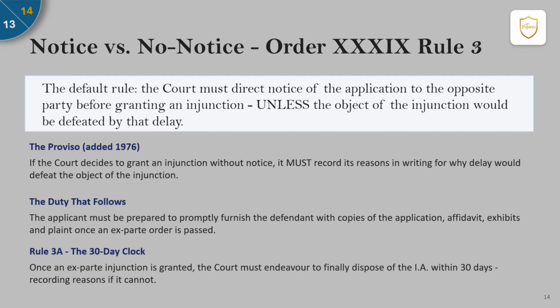Once an ex parte injunction is granted, the court is supposed to make an endeavor to finally dispose of the application within 30 days. In practice, this timeline often stretches, but it tells you something important: an ex parte relief is meant to be a stopgap, not a permanent state of affairs.